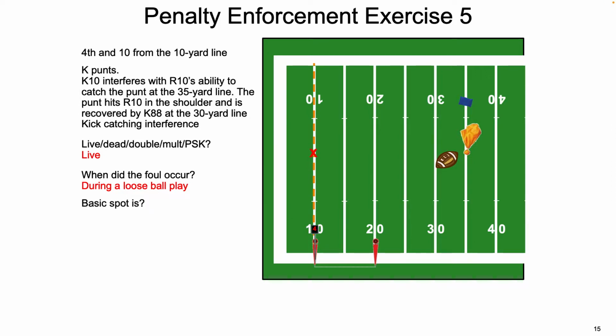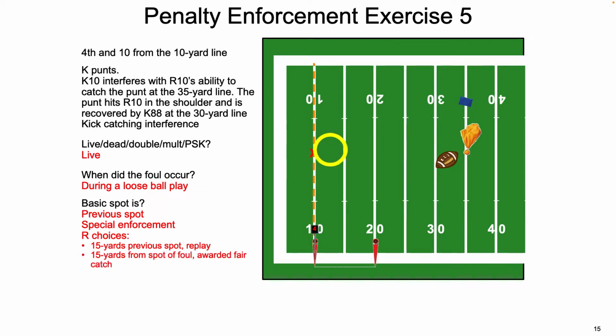Basic spot on a normal loose ball play is the previous spot, but we have special enforcement for kick catching interference. R has two choices. They can take 15 yards from the previous spot and replay the down, or they can take a 15-yard penalty from the spot of the foul and an awarded fair catch. And in most cases, that's what they'll do. We will start the clock on the snap. We have a new series.